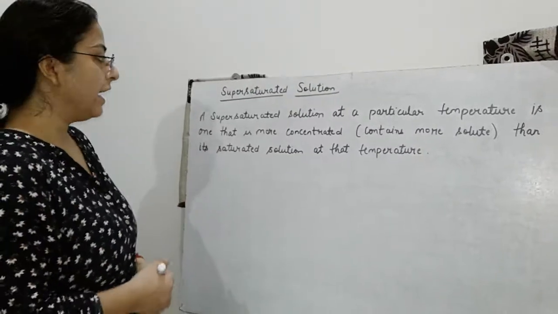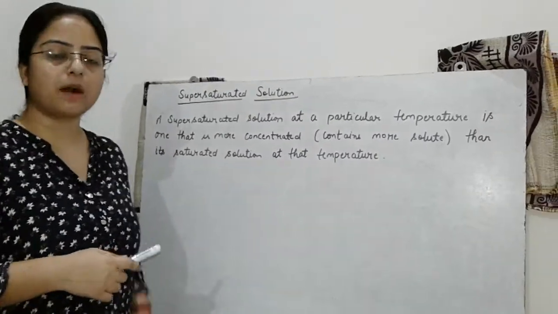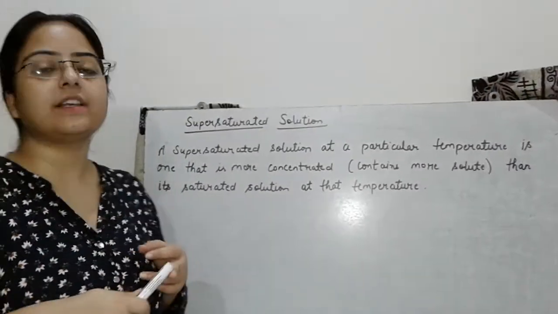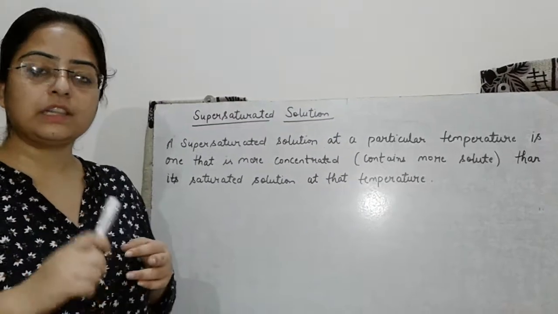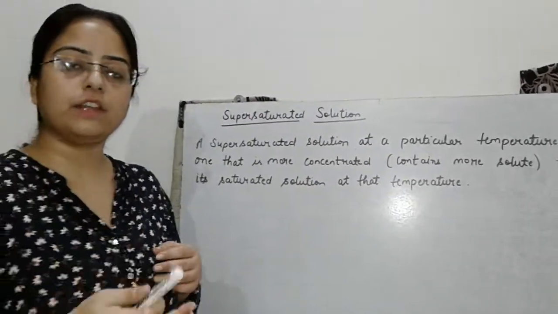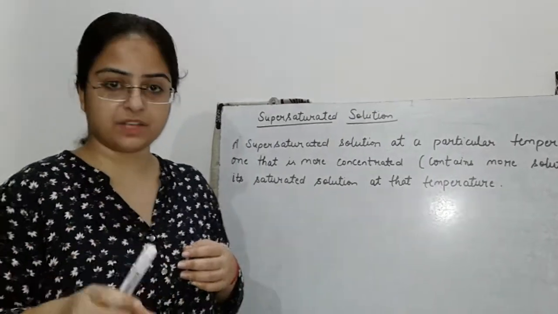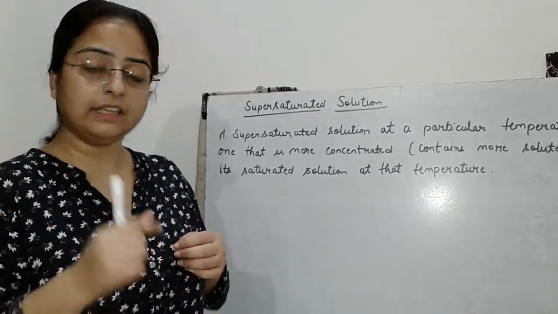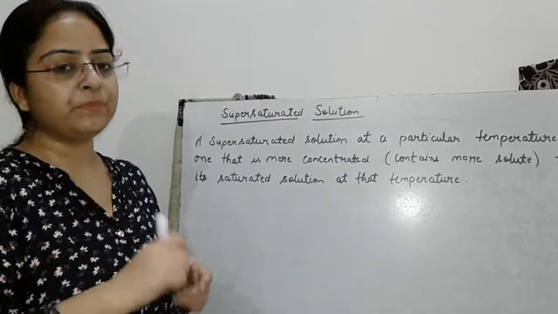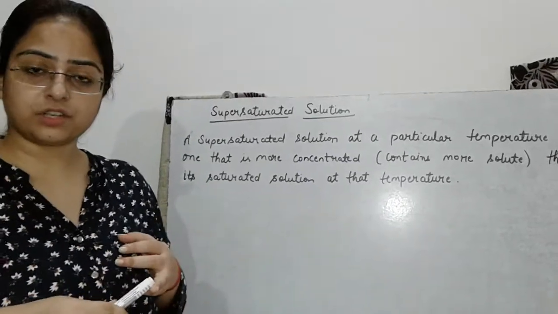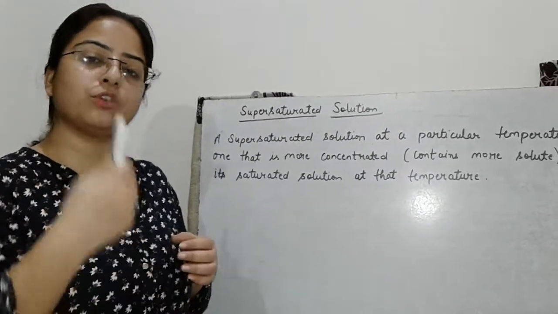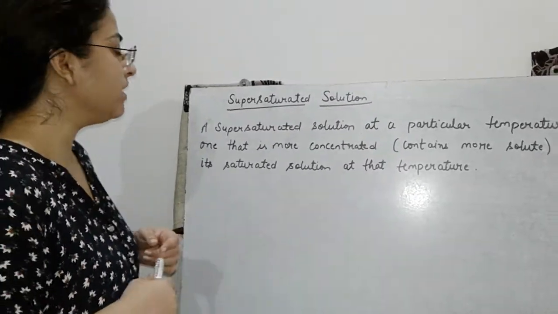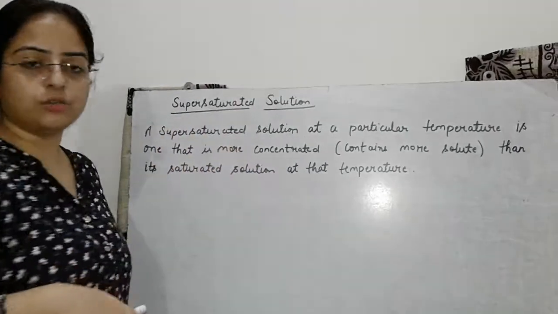Dear students, in the previous video we discussed the saturated solution and unsaturated solution. So what is a saturated solution? A solution that does not dissolve any more of the solute at a given temperature. दिए गए टेम्परेचर पे किसी भी सॉल्यूशन में जब और ज़्यादा सॉल्यूट नहीं डाला जा सकता, then that solution is a saturated solution. And an unsaturated solution is a solution in which more and more of the solute can be dissolved at a given temperature. Now we will study the supersaturated solution.